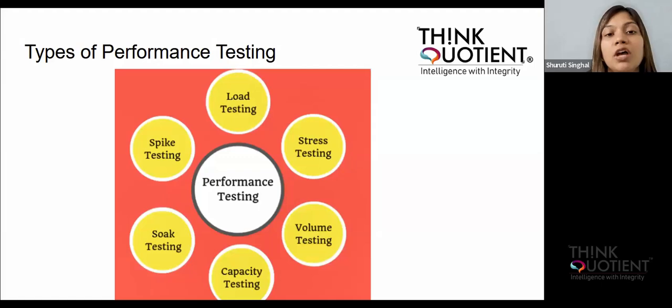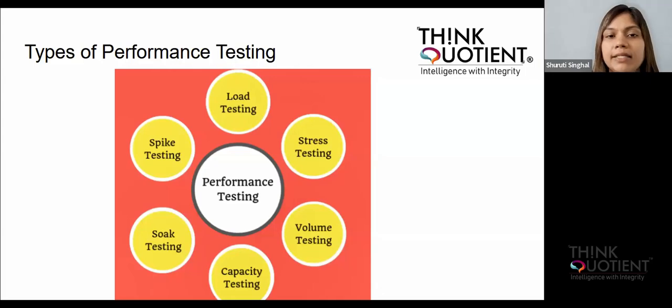Similar to this, we also have volume testing. These are all similar. Here it is how the system will behave when we have a large volume of data. We emphasize more on the database here. We populate a huge volume of data in the database and then monitor how the system behaves. For example, if we have a huge amount of order history, how is it able to fetch that huge amount of order history into your order history tab?